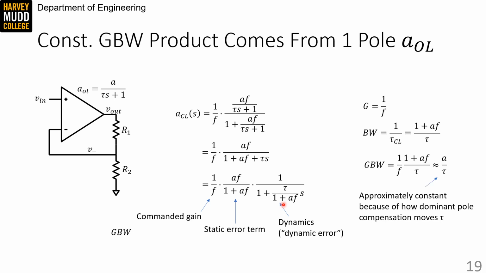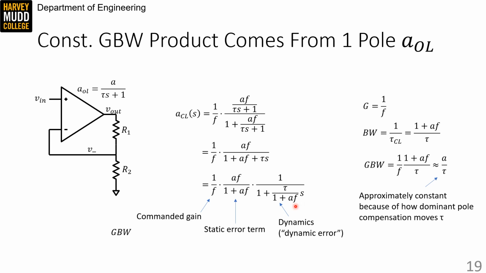So we know that our commanded gain is 1/f, and we know that our bandwidth is going to be given by 1 over our closed loop time constant, or 1 plus af over tau. Multiplying our gain by our bandwidth gives us this expression, and if we pretend that af is way bigger than 1, this is approximately a over tau. Now, neither of these depend on f, so this is approximately constant. But it's only approximately constant because of how our closed loop pole moves around with f.